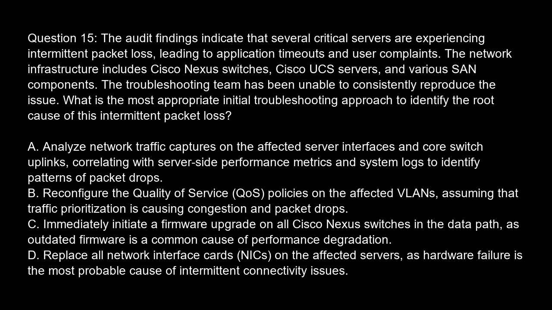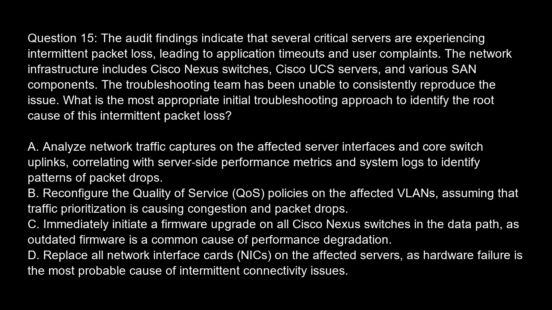Option A. Analyze network traffic captures on the affected server interfaces and core switch uplinks, correlating with server-side performance metrics and system logs to identify patterns of packet drops. Option B. Reconfigure the quality of service (QoS) policies on the affected VLAN, assuming that traffic prioritization is causing congestion and packet drops.